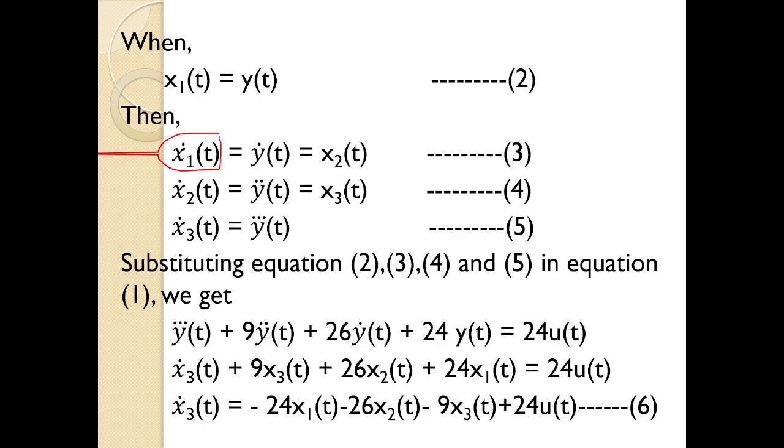What is x1 dot of t? x1 dot of t is x2 of t. x2 dot of t is x3 of t. x3 dot of t is this expression. So x3 dot of t has all the variables x1 of t, x2 of t, x3 of t, whereas x1 dot of t has only the x2 of t variable.